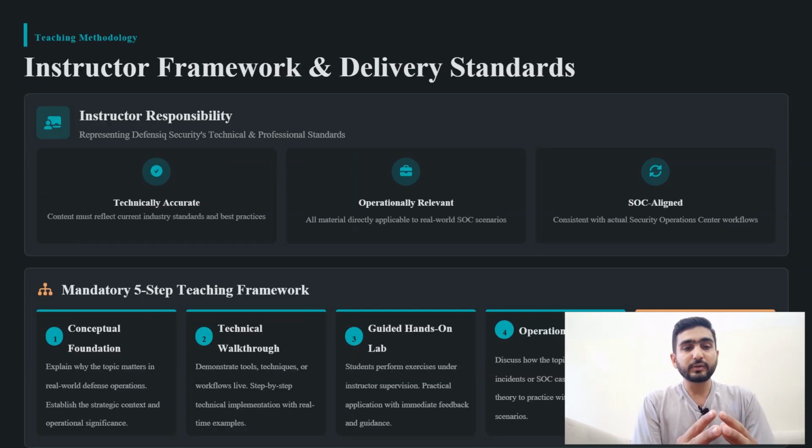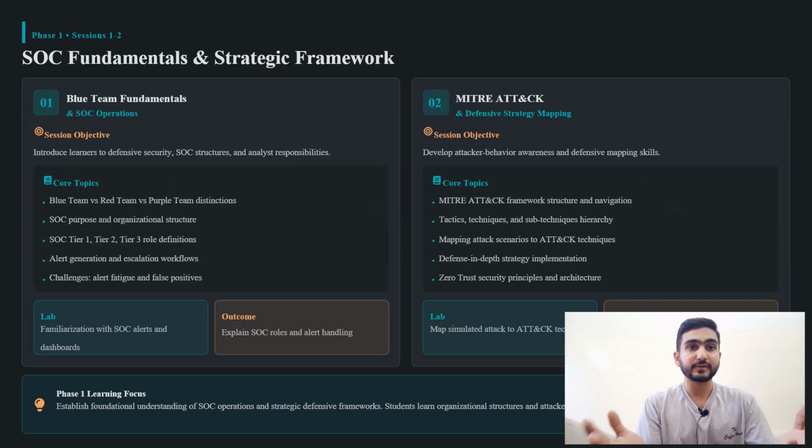In the first session, we'll also be talking about the daily life, or the day-to-day tasks, in order to fulfill their job as a Security Operations Center analyst or as a Security Operations Center associate.